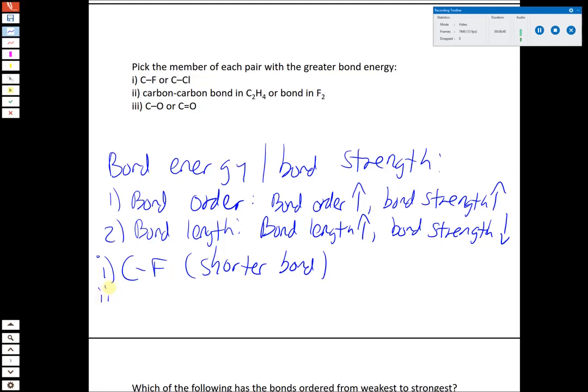For the second one, we look at the carbon-carbon bond in C2H4 or the bond in F2. So we have to draw Lewis structures for these because the bond orders were not explicitly stated. So for C2H4, the way we draw that again is we distribute the hydrogens evenly. C2H4, and then each carbon should have 4 bonds. So if we look at this, these carbons each have 3 bonds, so we're going to get a double bond there. All right, so this is going to be a C-C double bond that we're looking at for C2H4.